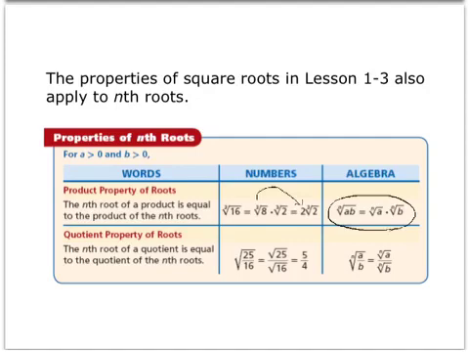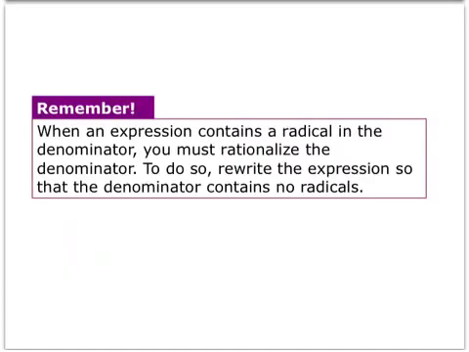In algebra, they just split it up. Quotient property of roots: I have the square root of 25 over 16. I can split that up into the square root of 25 over the square root of 16, which I can take the square root of, 5 over 4. So the nth root of a over b equals the nth root of a over the nth root of b. Now here's your friendly reminder. When an expression contains a radical in the denominator, you must rationalize the denominator. To do so, rewrite the expression so that the denominator contains no radicals. We've done that with just square roots before, but now we have to do it with cube roots, fourth roots, etc.